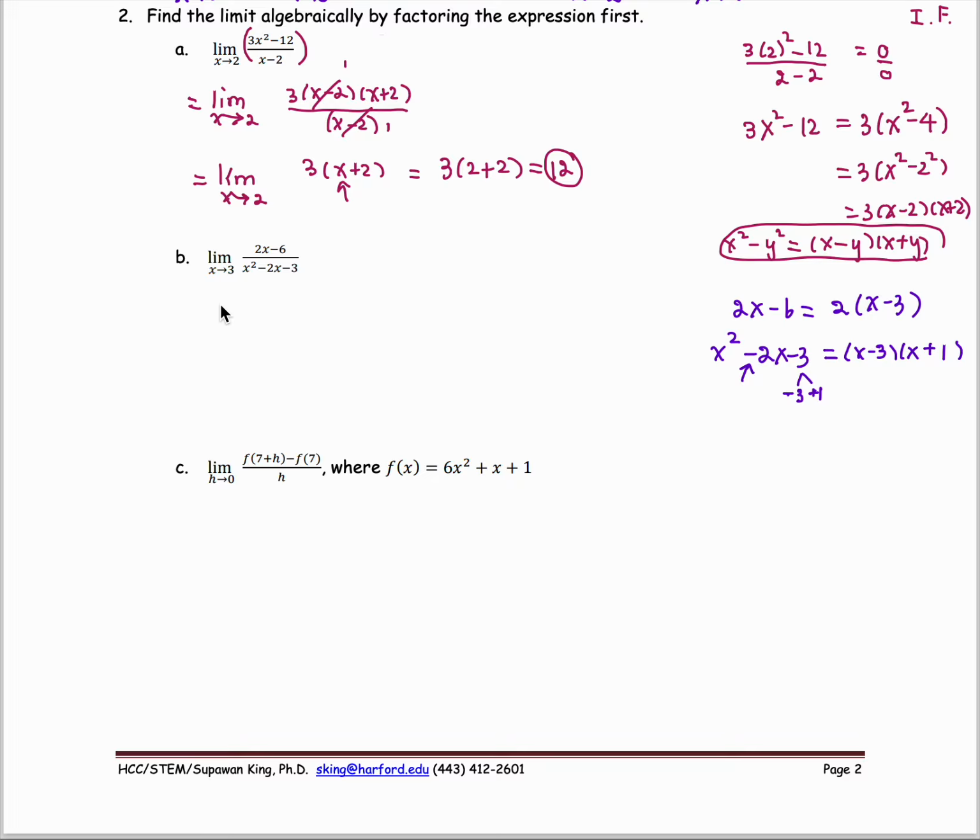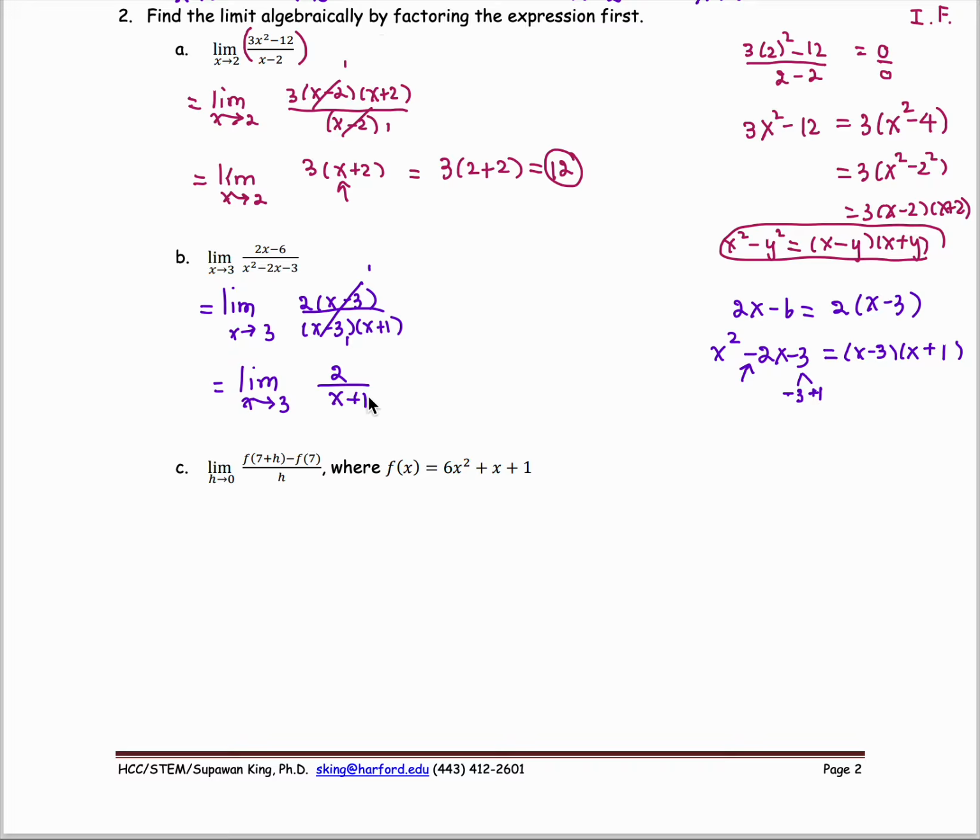Alright, so we're going to bring them into the problem. We take the limit as x approaches 3. The numerator is 2 times (x minus 3). The denominator is the quantity (x minus 3) times (x plus 1). We see the common factor x minus 3 cancels out. That means you can multiply them by 1. And then the simplified form of the expression is 2 divided by the quantity (x plus 1).